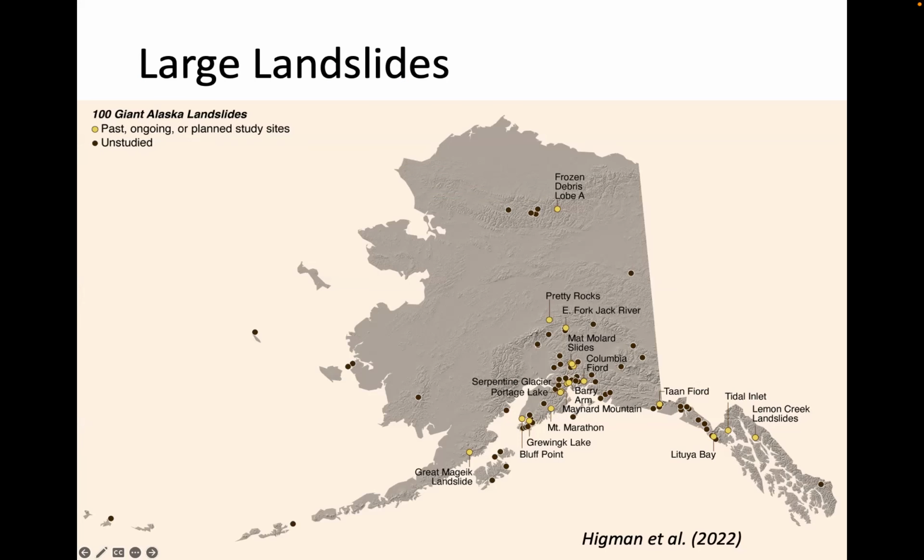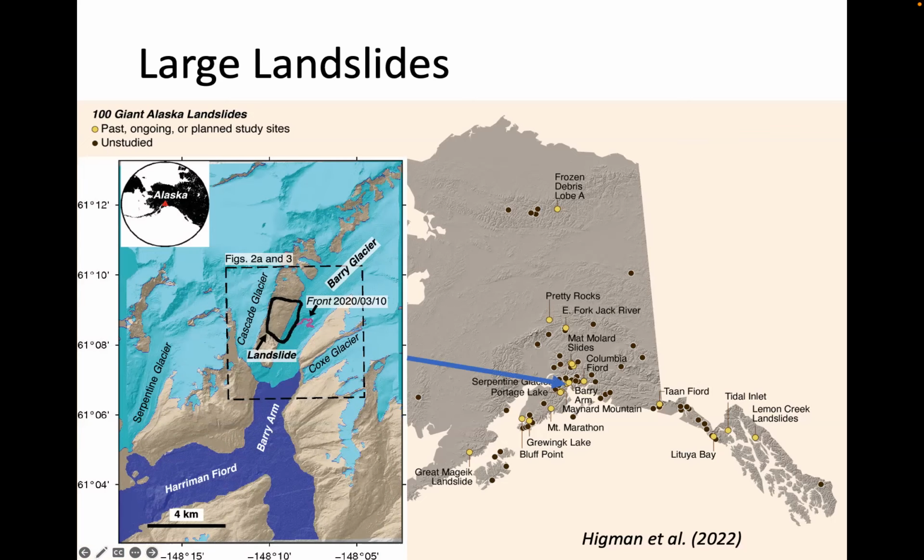This is a figure from Higman et al. 2022. Higman is going to be showing an updated or expanded version of this at the AGU. He put 100 giant Alaska landslides. I'm not sure exactly how big they had to be to be giant, but anyway, he's showing a larger segment. I'm going to focus in on one of them, which is right there. This is Barry Arm. This is one that I actually had a role in helping to discover. This is the landslide itself.